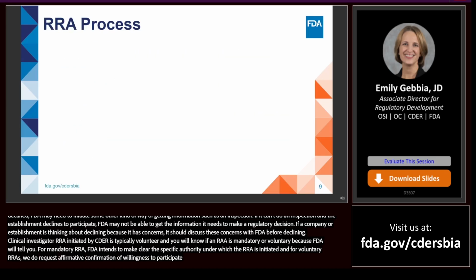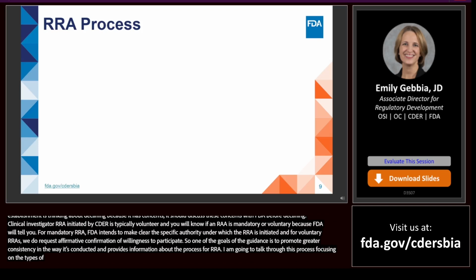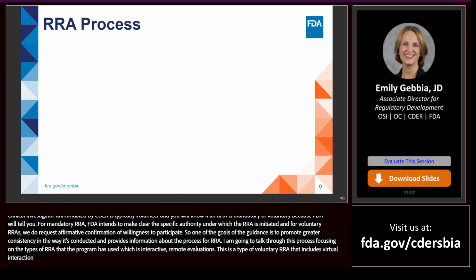So one of the goals of the guidance is to promote greater consistency in the way RRAs are conducted, and it provides a lot of information about the process for RRAs. I'm going to talk through this process, focusing on the types of RRAs the BIMO program has primarily used, which are interactive remote evaluations. Interactive remote evaluations are a type of voluntary RRA that include virtual interactions during the virtual assessment, so not just passing documents back and forth.